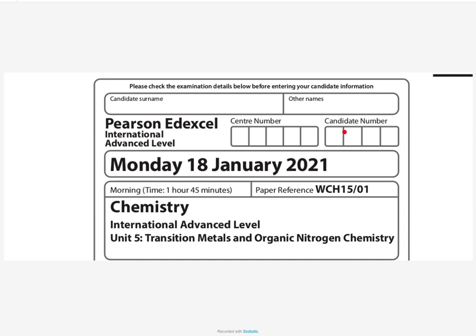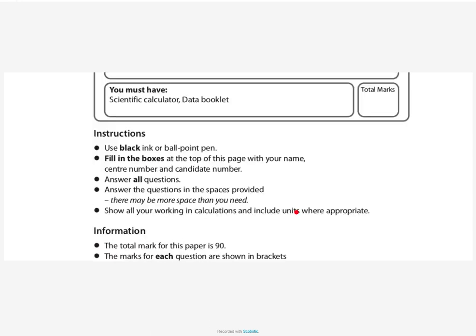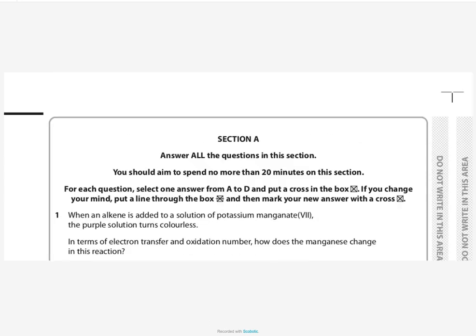This discussion is on the 2021 paper, the latest paper, Paper 5. I hope all of you have tried the paper.